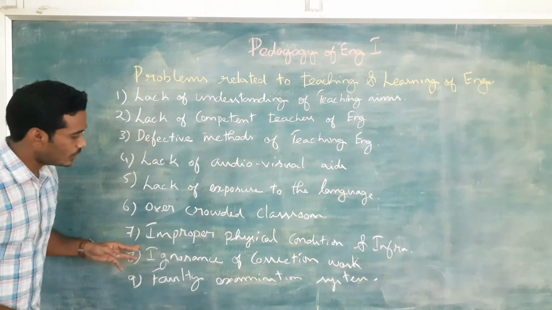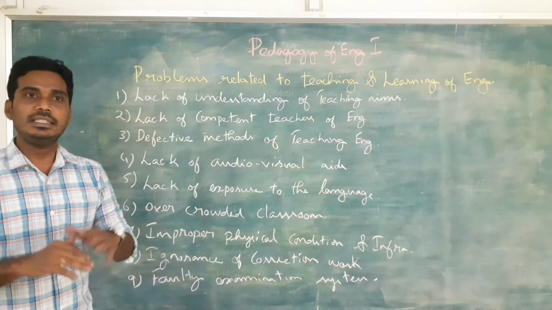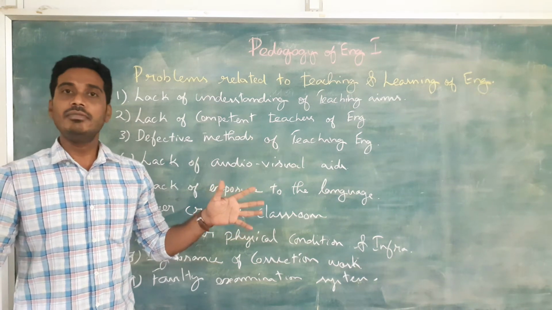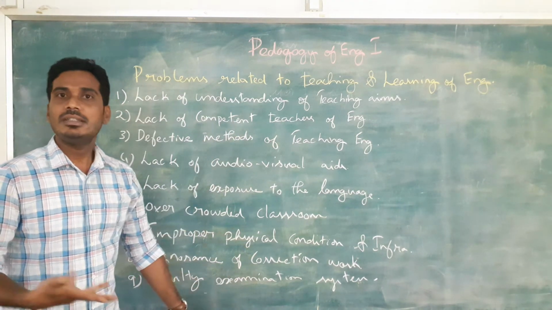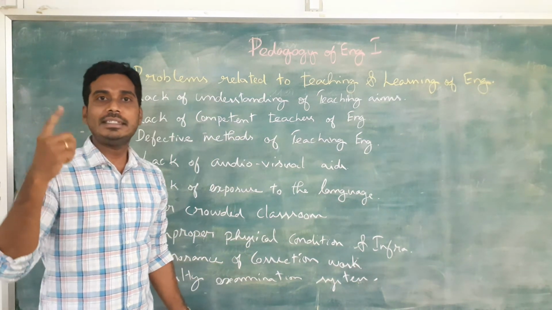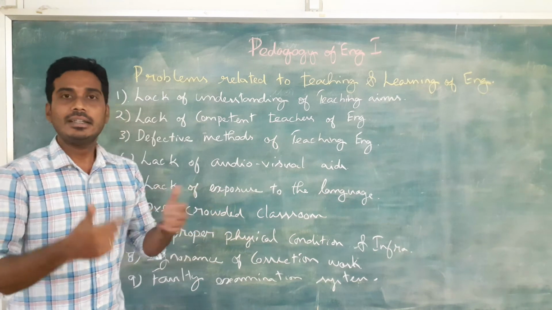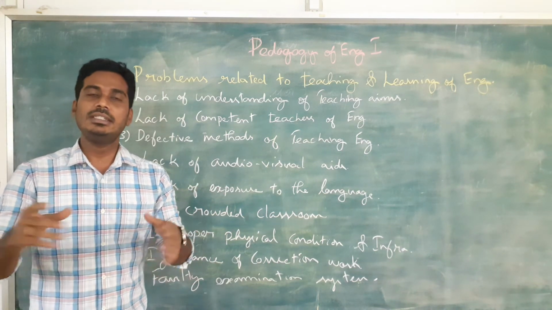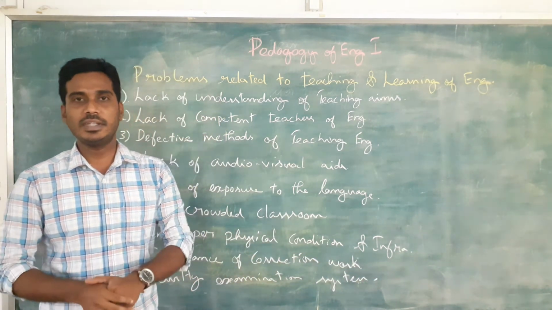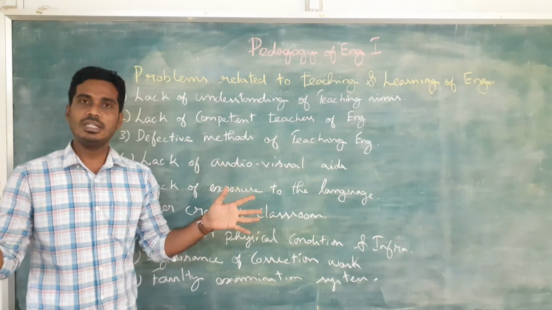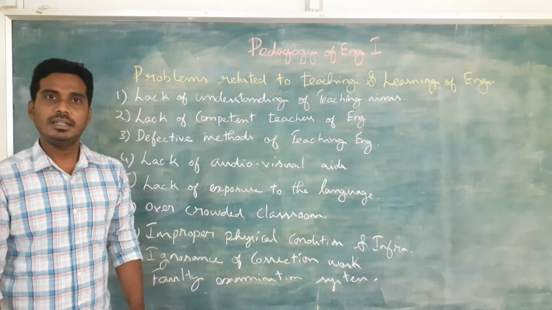And the next one is improper physical condition and infrastructure. The physical condition of the classroom should be very comfortable for the student to learn something in the classroom. If the classroom does not have a blackboard, how will the student learn? If the classroom does not have electricity, if it does not have a fan, if it is not at all well ventilated, it is very difficult for the students to sit and understand. And infrastructure also means the furniture should be good, the tables, sitting arrangements, etc. If all those things are comfortable for the students, they will learn English in a good way. If it is uncomfortable for them, they will be facing lots of problems in the teaching and learning process.